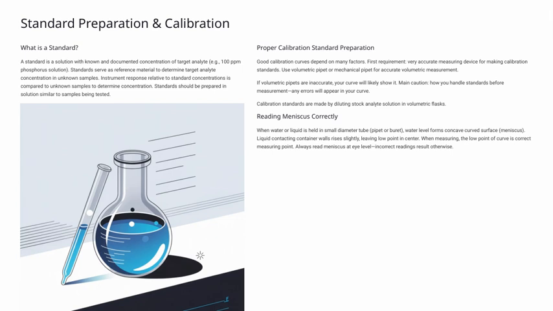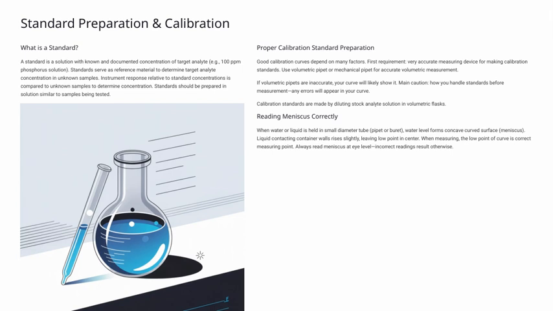Now, moving on to proper calibration standard preparation. The quality of your calibration curve heavily depends on many factors. The first and most important is using a very accurate measuring device, either a volumetric pipette or a mechanical pipette, for making your standards. If your pipettes are inaccurate, that inaccuracy will show up in your calibration curve.